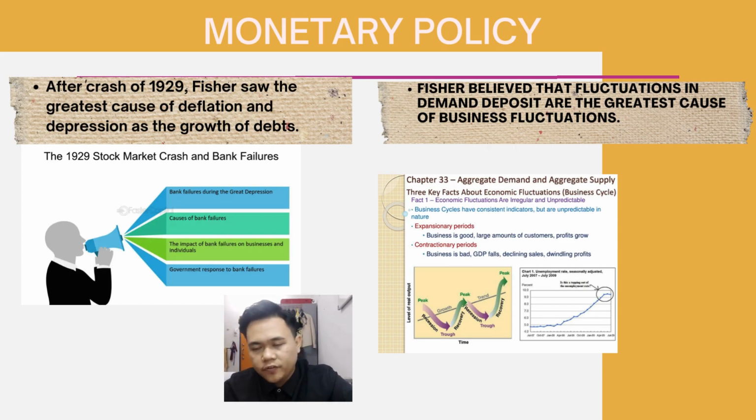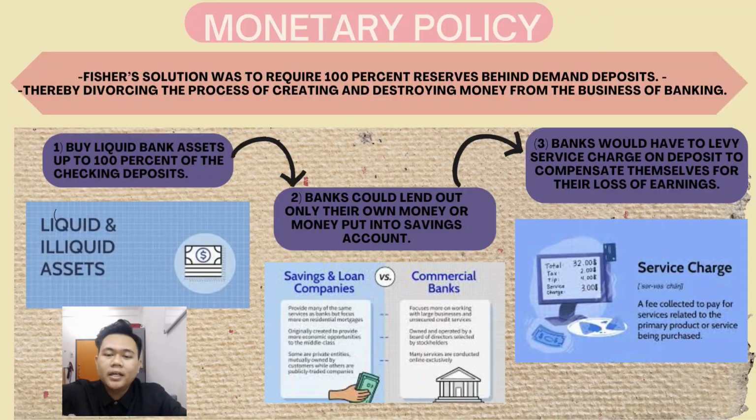Next is Fisher's belief that fluctuations in demand deposits are the greatest cause of business fluctuation. Next, we move to the next point. Fisher's solution was to require 100% reserve behind demand deposits, thereby divorcing the process of creating and destroying money from the business of banking.